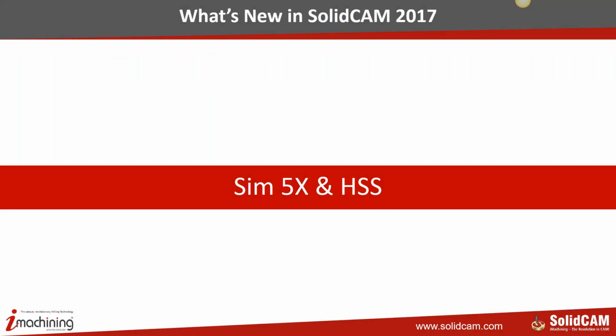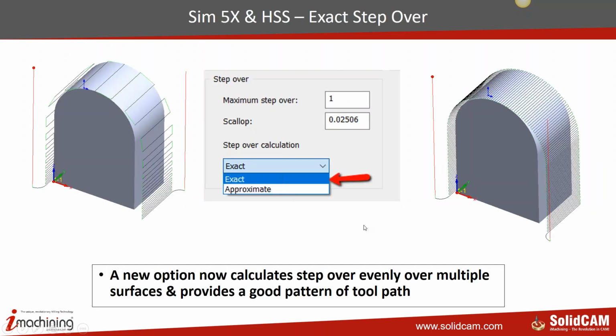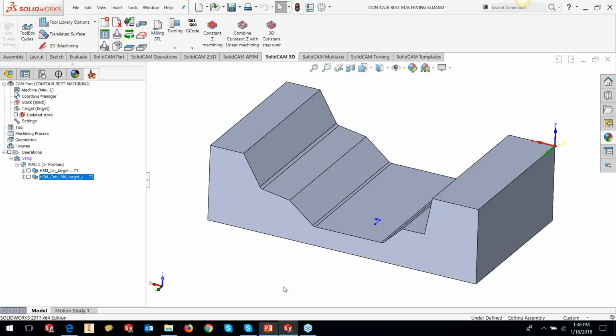Let's move into Sim 5X and HSS and see what the new things are. We introduced something called exact step over. Exact step over is a small engine that gets integrated inside our existing morph between two curves functionality, that allows you to calculate precise step over even on steep areas. So let's look at a file.